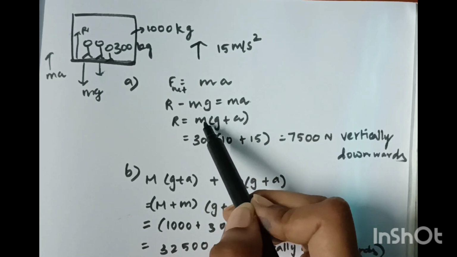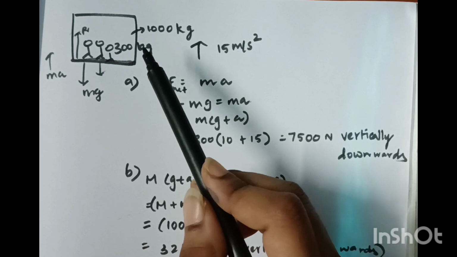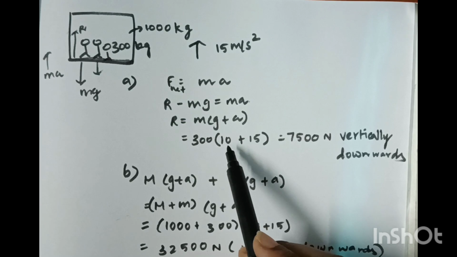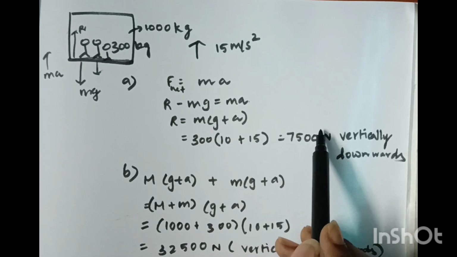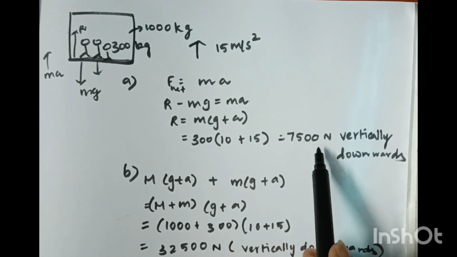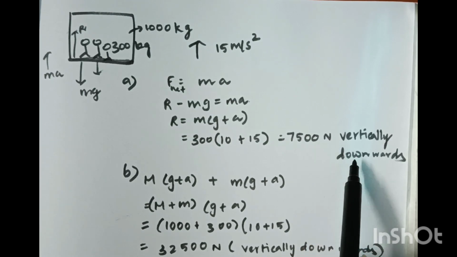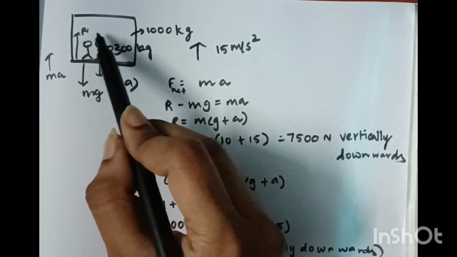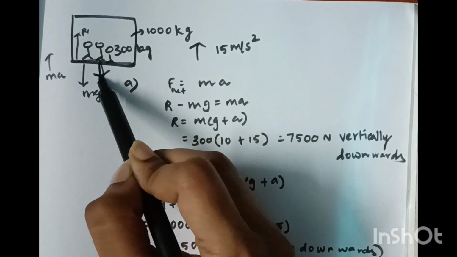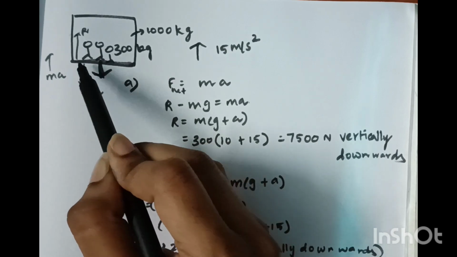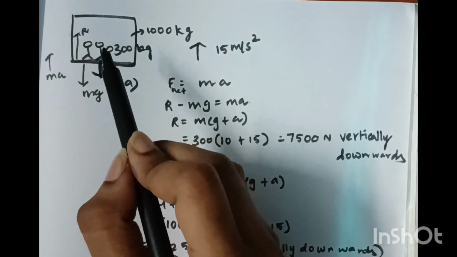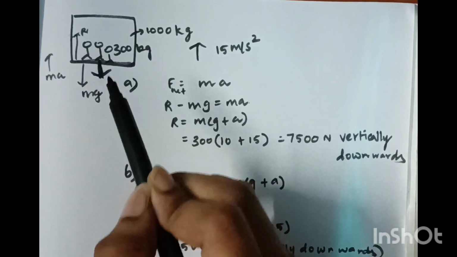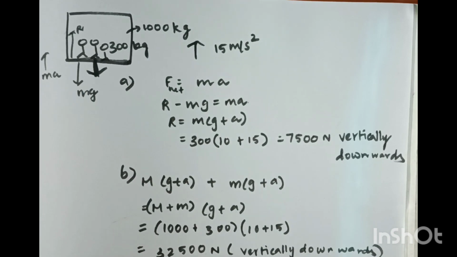So what is the mass we have to take? It is the force because of passenger, so we have to take the mass of the passenger, that is 300 into g plus a, which is 10 plus 15. So on solving we are getting 7500 Newton, and it is vertically downwards because the passengers will exert a force in this direction only. Like this they will exert the force, and the floor will exert a normal reaction like this. So the passengers exerting the force on the floor means it will be in this direction, vertically downwards.